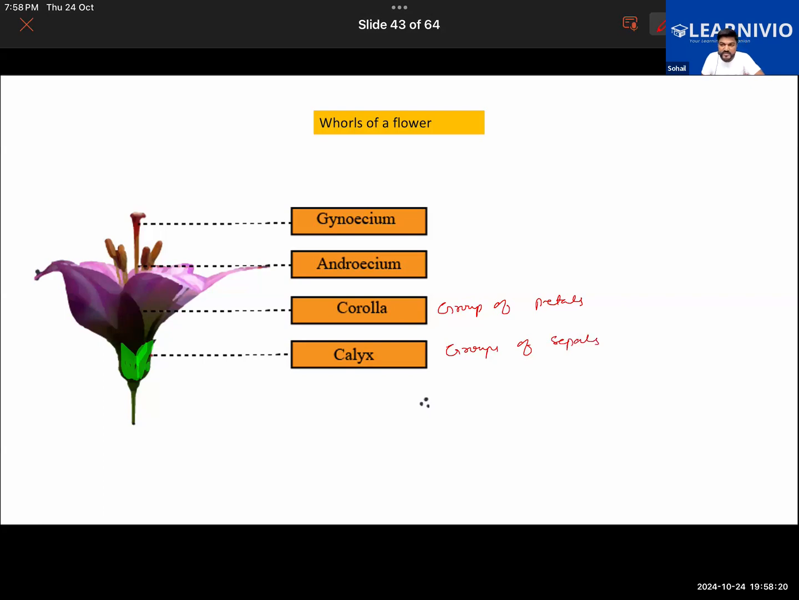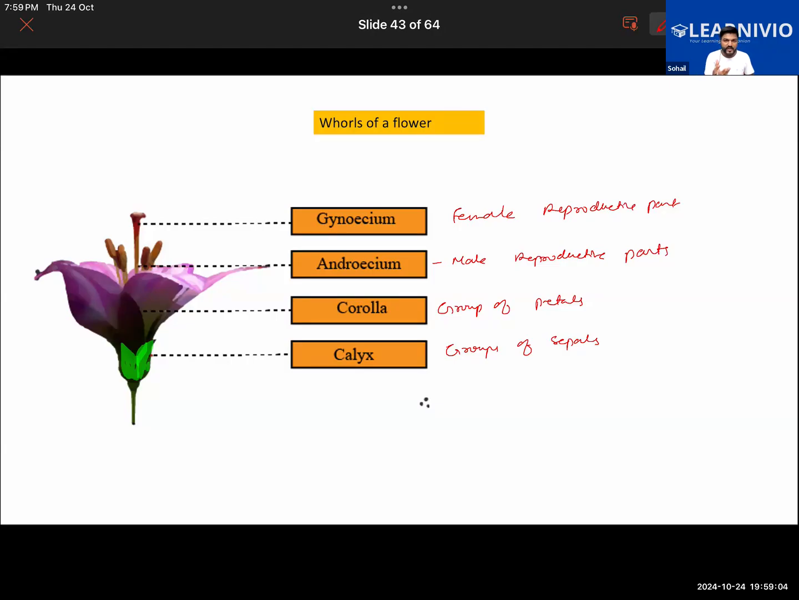These are the terms which we use for the group of the petals and group of the sepals. And the male reproductive part of the flower is also called androecium, while the female reproductive part of the flower is called gynoecium. So whorl of the flower basically refers to the circular arrangement of these different parts of the flower. Getting it now? All these parts of the flower are arranged in a circular manner, isn't it?